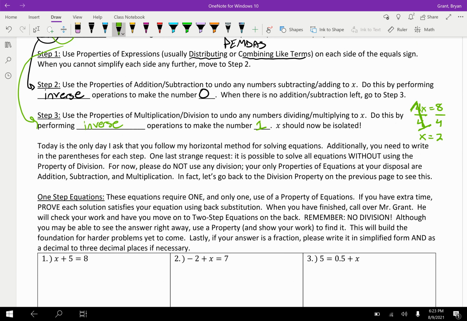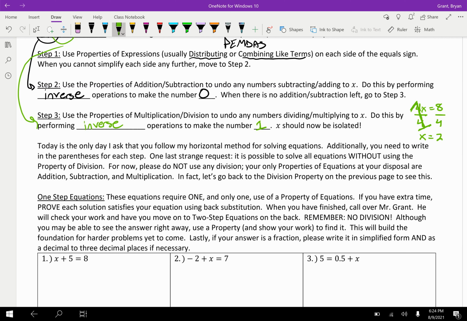Now, today is the only day that I'm going to ask you to do this horizontal method for solving equations, right? And additionally, I am going to ask you to write the parentheses in each step. One last really weird request. Every equation down below, you're going to be able to solve without using the property of division. So for this page, I'm going to ask that you don't use any division. The only thing you can do to both sides are addition, subtraction, and multiplication.